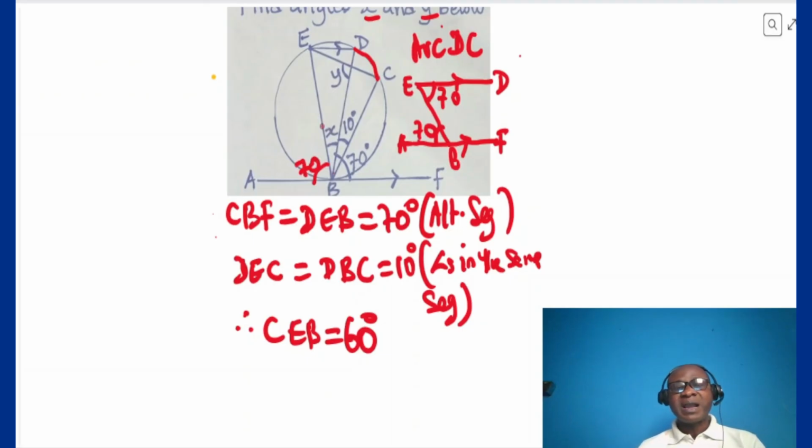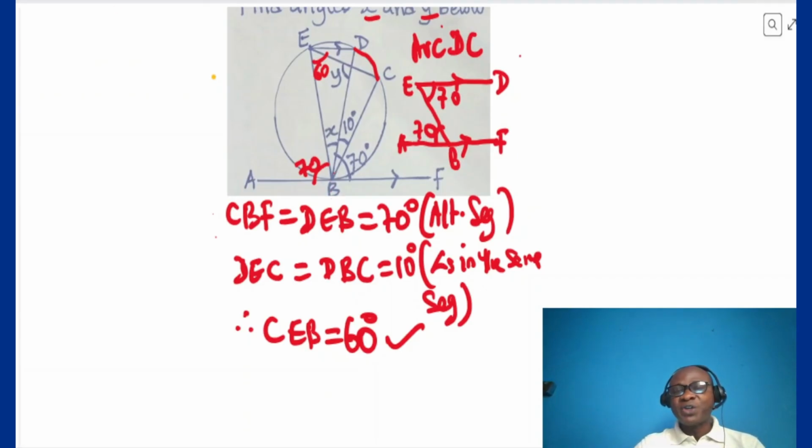Very beautiful. And mind you, this place is already 60. I wrote it before that ACEB is 60. Now, if here is 70, by reason of what? Alternate angles in two parallel lines. Therefore, we can now conclude that finding x will be easy.